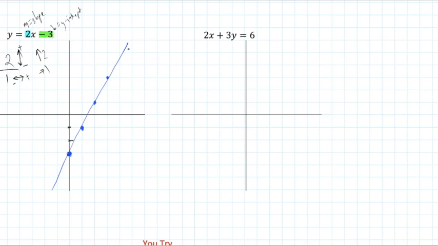So let's look at the second example. So this one is in standard form. You can see that I have x and y both on the left side of the equation. They both have coefficients, and I have a constant on the right side.